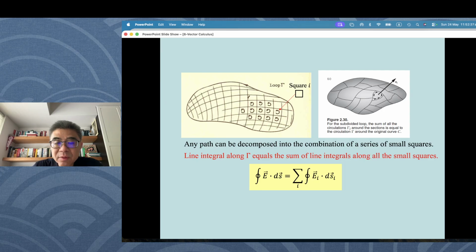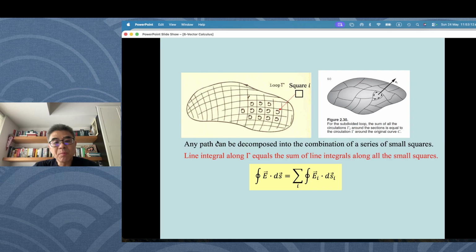Therefore, with this theorem in mind, I can easily decompose any loop or any closed path into small squares like this. And for the same reason, all those interior paths will cancel each other, from the line integral on the right and the line integral on the left. The contribution will cancel each other for the same reason as I outlined in the earlier transparency.